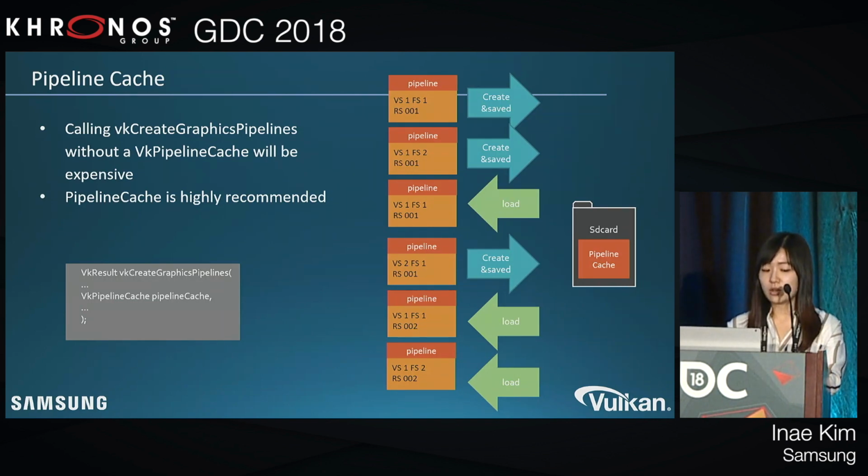I've already said pipeline creation cost is too expensive, and I just briefly mention how to use the pipeline cache. Calling vkCreateGraphicsPipelines with a pipeline cache is effective for performance. After creating the pipeline cache, it can be saved to the SD card, and when using the same pipeline, this saved cache can be used instead of creating a new pipeline.